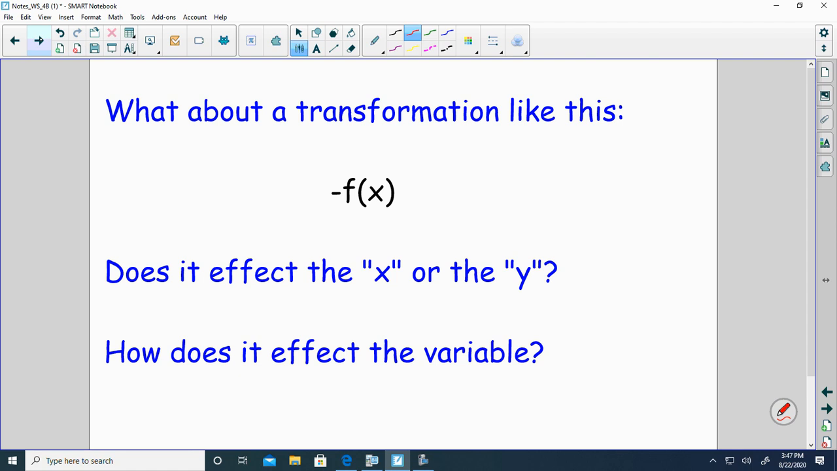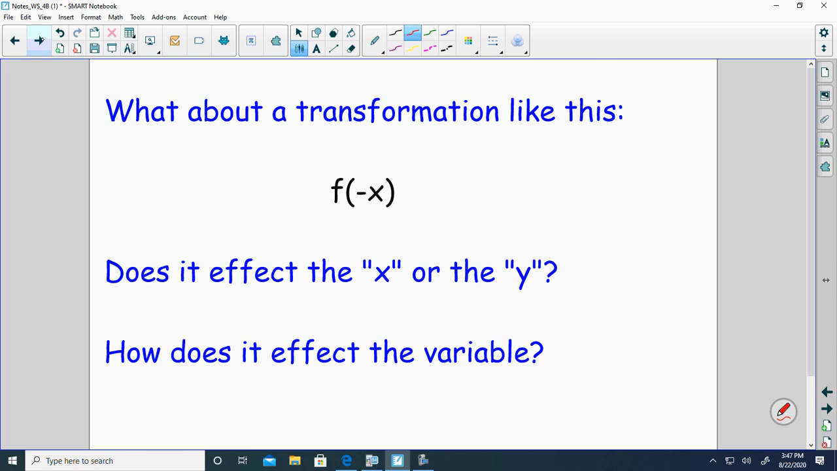It just moved. What about a negative out in front of f of x? Does it affect the x or does it affect the y? How does it affect the variable? Let's explore this a little bit. It's not going to mess with the variable at all. But we're going to do the opposite to the function. Meaning I'm going to change all of the signs with the function.